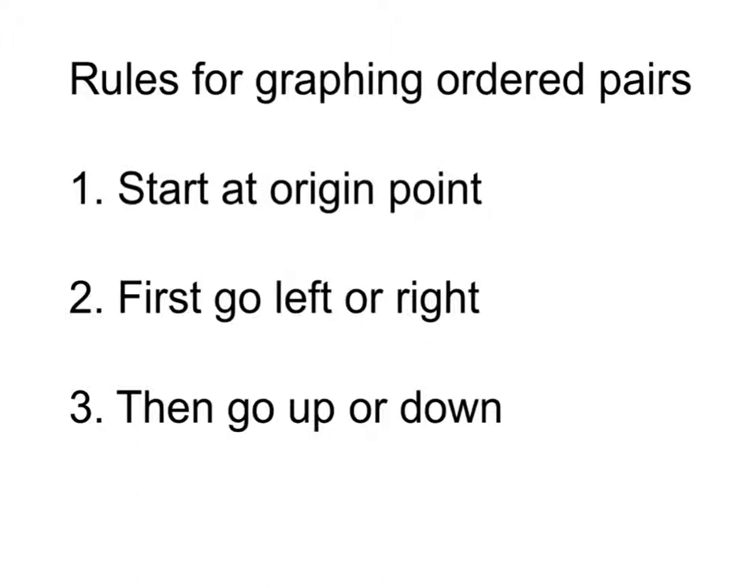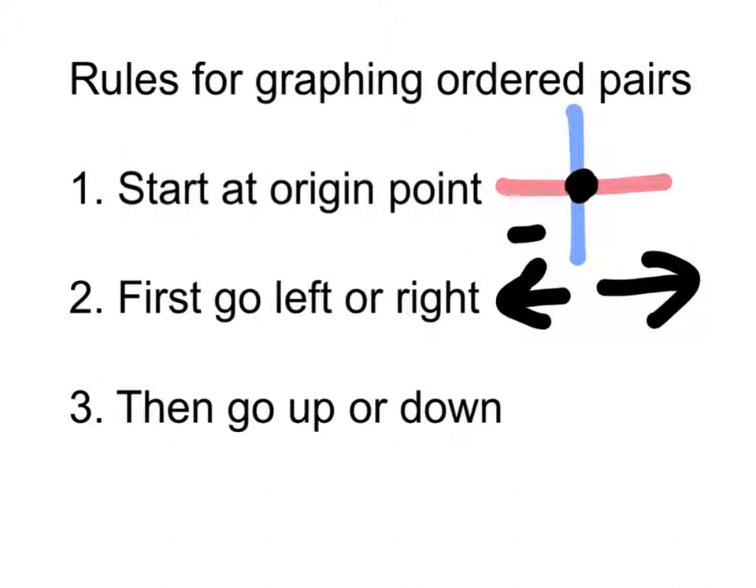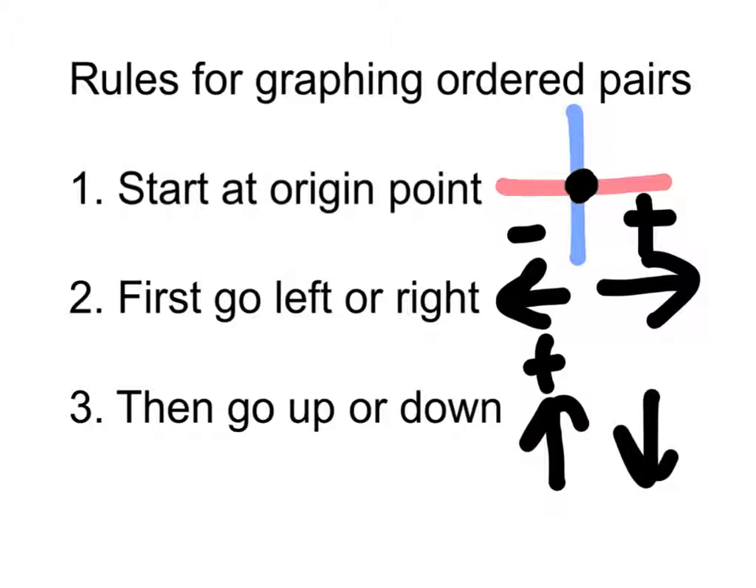So when we're graphing ordered pairs, we need to remember 3 specific rules. The first is that we always need to start at the origin point. And we know that the origin point is where the x-axis and the y-axis intersect. It's that middle part right there. Then we need to go either left or right. Left is going to be a negative and right is going to be a positive. And then we have to go up or down. If we're going up, it's going to be a positive, and if we're going down, it's going to be a negative. Let's see what I mean by that.